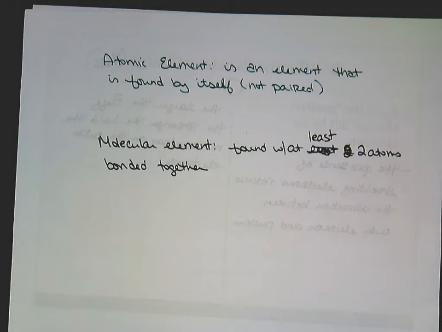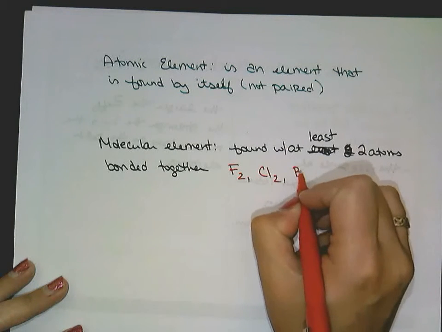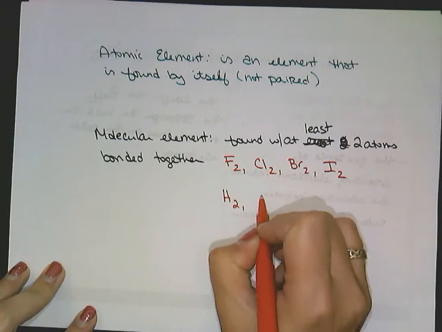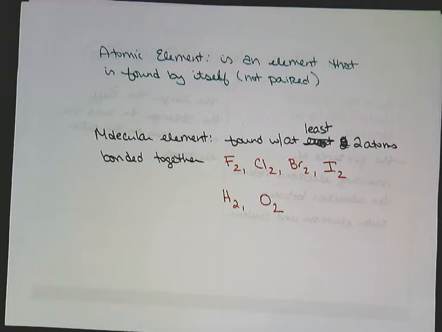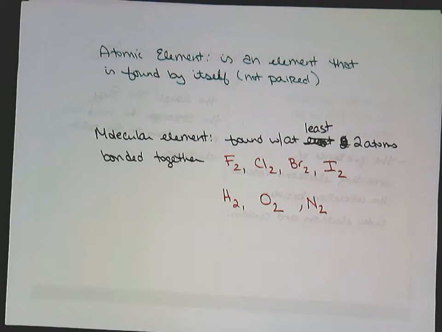So the molecular elements we care about are the following. We're interested in all the halogens. All the halogens are molecular. All right, so all those guys are molecular. So everybody, F, Cl, Br, I, all found in a pair. The other elements that are found in pairs are going to be H2, O2, N2. Those are going to be our ones that are always found with someone else. They like being around elements themselves. They're always found in a pair.